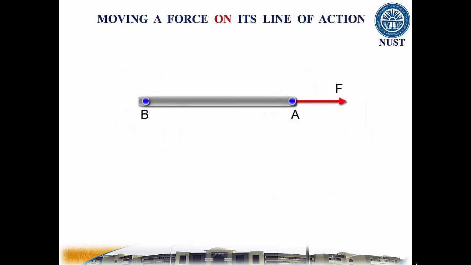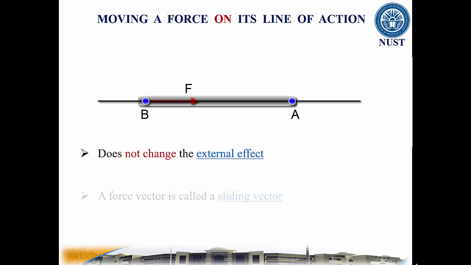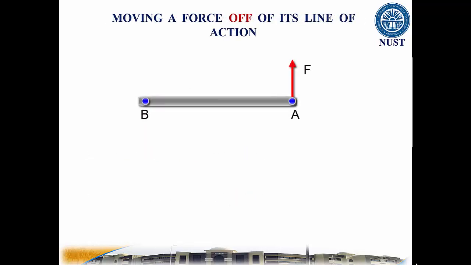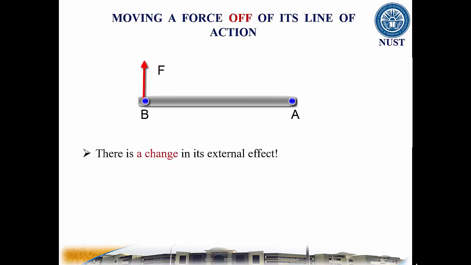Moving a force from A to B when both points are on a vector's line of action does not change the external effect. Hence, a force vector is called a sliding vector. But the internal effect of the force on the body does depend on where the force is applied. When a force is moved but not along its line of action, there is a change in its external effect.